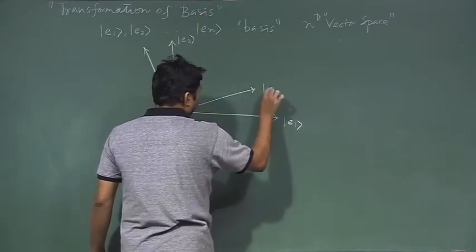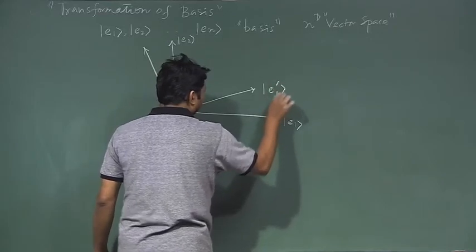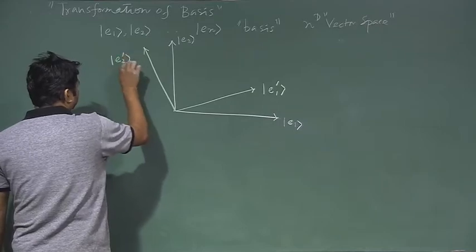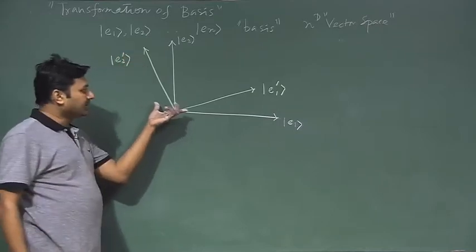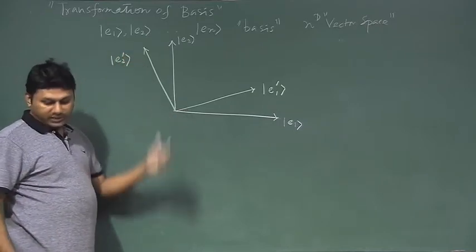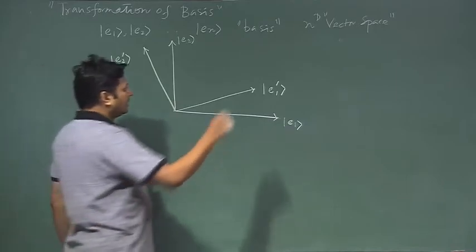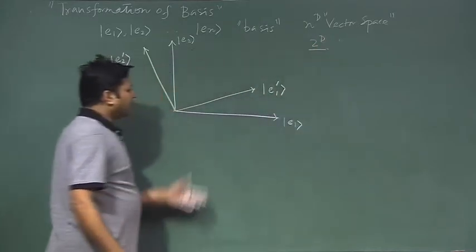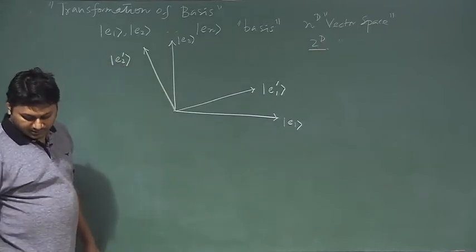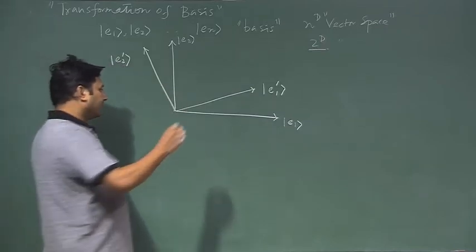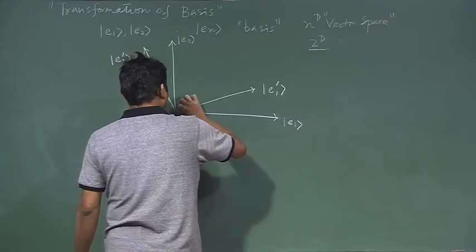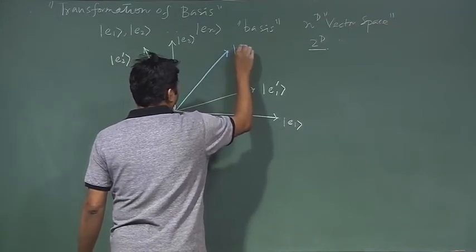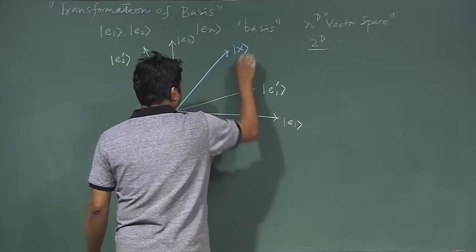This is my E1 prime and this is my E2 prime. These two are another basis in 2D. Mind it, this is for 2D. For 2D, I can take these two different bases. Now, if a vector is given to you, this is a vector, the general vector x is given.